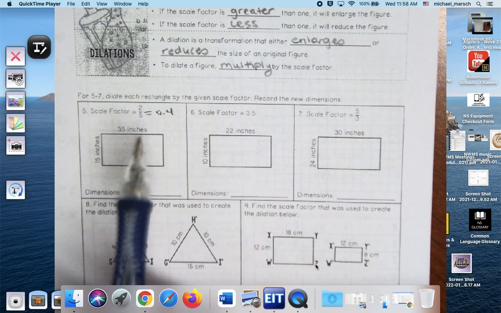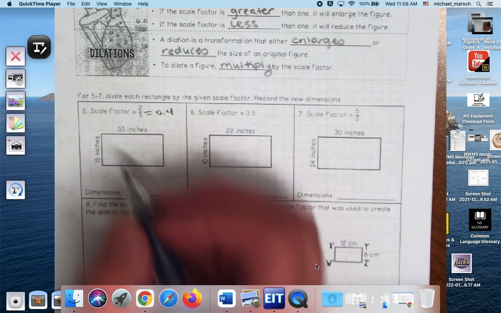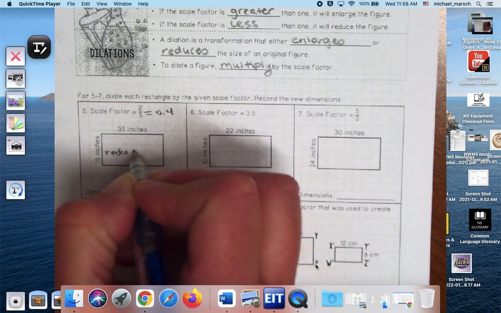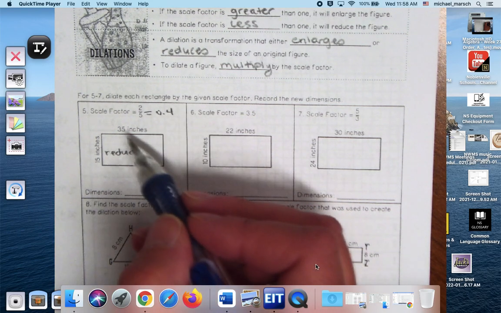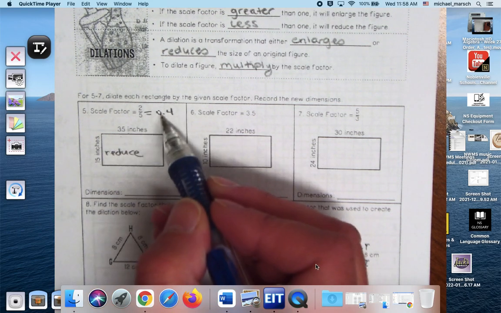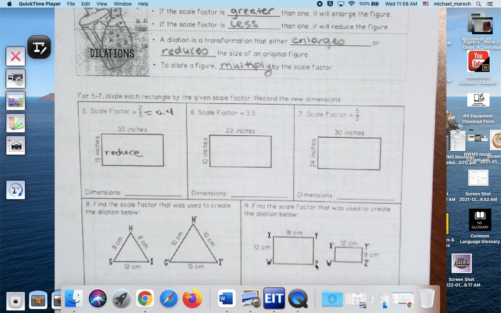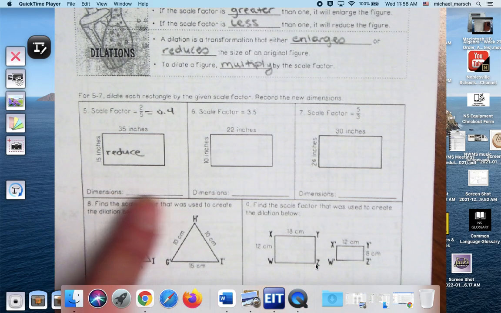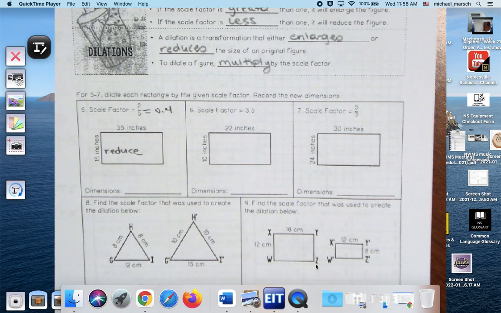So if we're going to reduce the size, because this is less than 1, we're going to multiply each of these values by 0.4. So get your calculator out and go ahead and figure out what would be the side lengths of this rectangle if we reduced it by a scale factor of 0.4. Divide or multiply? We multiply by 0.4.